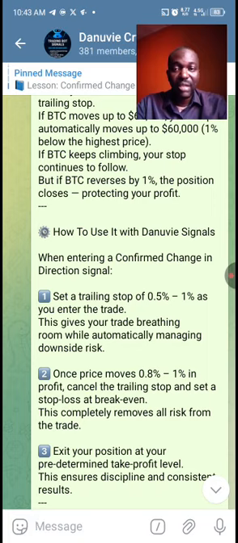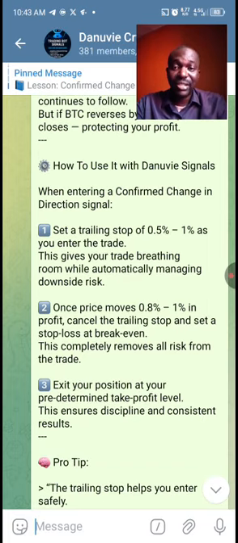Now, how to use it with UV signals? When entering the confirm change in direction signal, set the trailing stop of 0.5% to 1% as you enter the trade. Don't worry, after this lesson, we're going to go to the charts and I'm going to show you how to set a stop loss and how it's going to trail when price moves in your direction. So set a trailing stop of 0.5% to 1% as you enter the trade. This gives you the trade breathing room while automatically managing your risk.